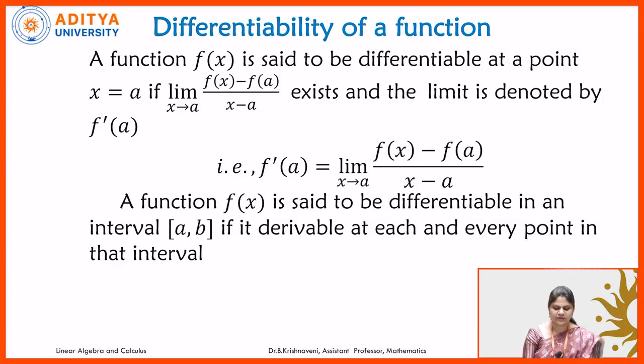The next one is differentiability of a function. The function f of x is said to be differentiable at a point x is equal to a if limit x tends to a of f of x minus f of a by x minus a exists, and the limit is denoted by f dash a. That means we can write the definition as f dash a is equal to limit x tends to a of f of x minus f of a by x minus a. A function f of x is said to be differentiable in a closed interval a comma b if it is derivable at each and every point in that interval. Just as with continuity, we have defined the differentiability at a point and the differentiability in an interval.